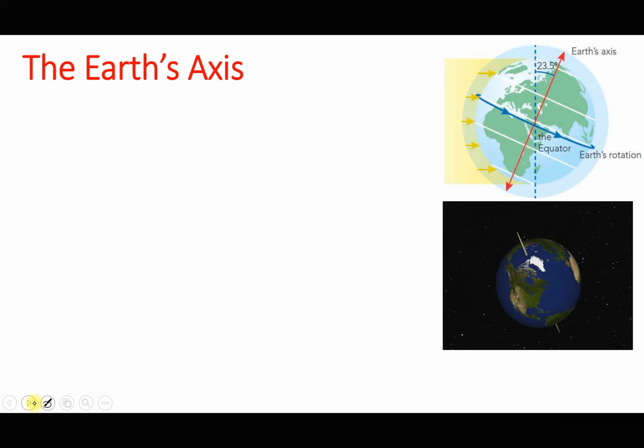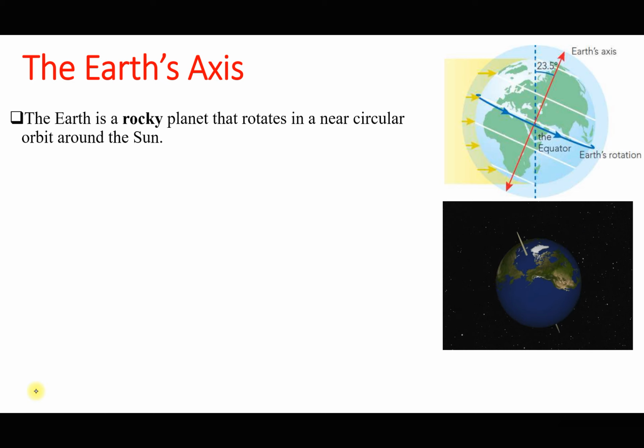The Earth is a rocky planet. Of course, we know that the Earth is rocky, just like other rocky planets that we shall talk about. Sometimes it is said to be terrestrial because it is solid, or rocky, in nature. The Earth is a rocky planet that moves in a near circular orbit around the Sun. It is not perfectly circular, but near circular.